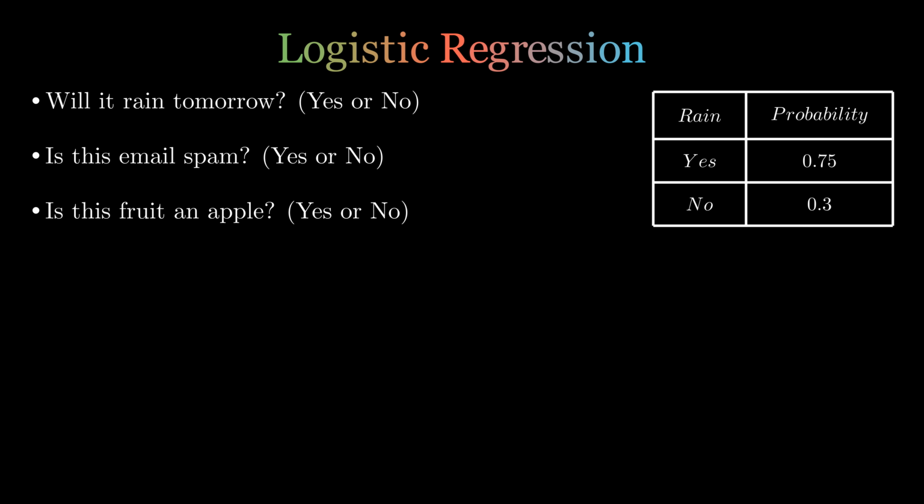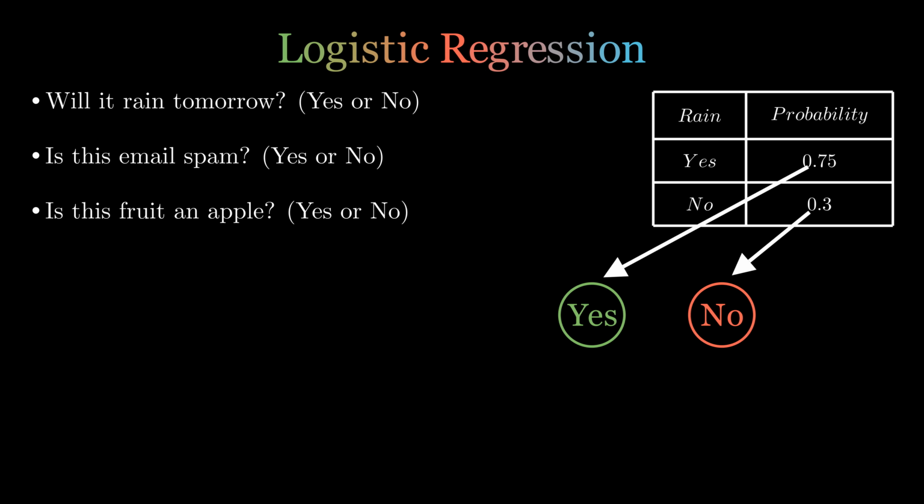What does this mean? Logistic regression uses a simple rule to decide. If the probability of yes is greater than or equal to 0.5, we predict yes. Otherwise, we predict no. In this case, since 0.75 is greater than 0.5, we predict yes. It will rain tomorrow. On the other hand, 0.3 is less than 0.5, so we predict no.